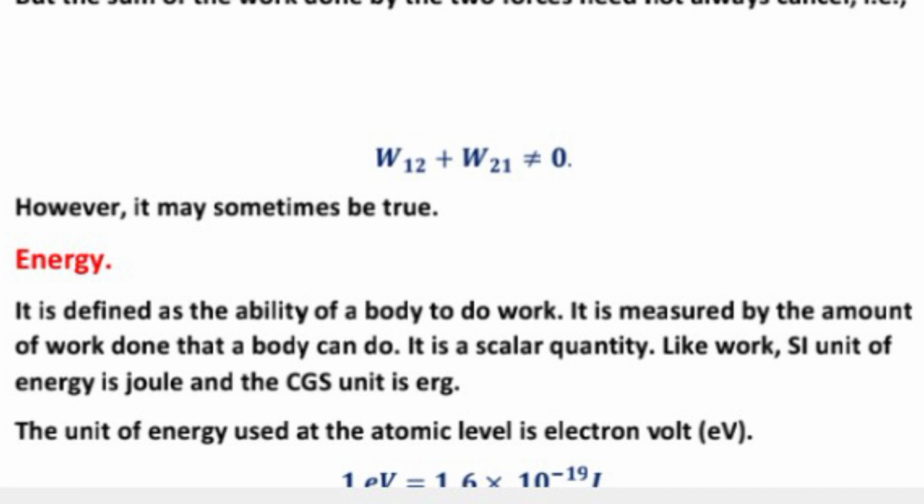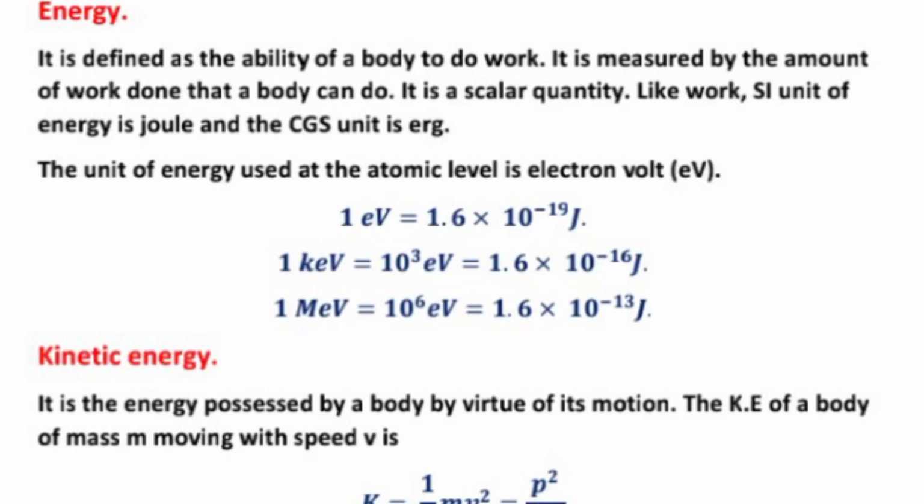The unit of energy used at the atomic level is the electron volt, eV. 1 electron volt equals 1.6 times 10 to the power minus 19 joule, and 1 million electron volt (MeV) equals 10 to the power 6 electron volt, which equals 1.6 times 10 to the power minus 13 joule.